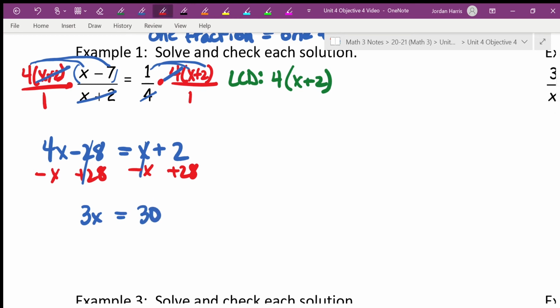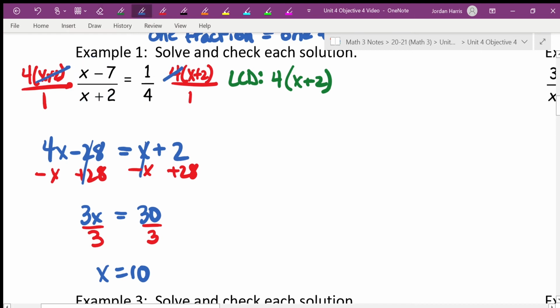Then I divide by 3, and I get my solution, x equals 10. Okay, but there's a caveat. There's something that we always have to check. So I'm going to erase some of my work here just to make things clear.